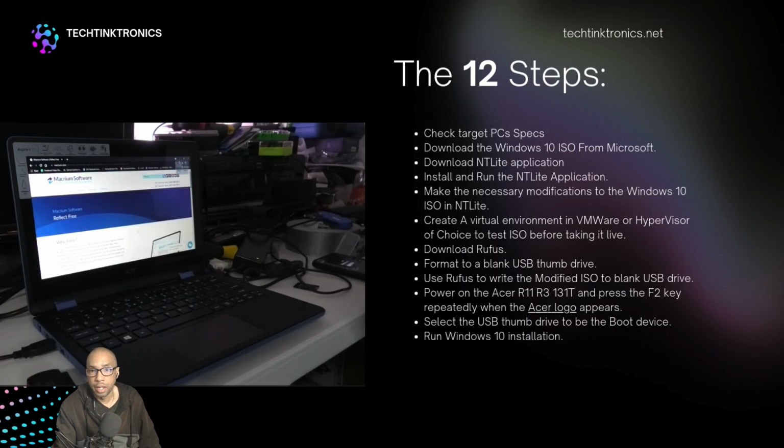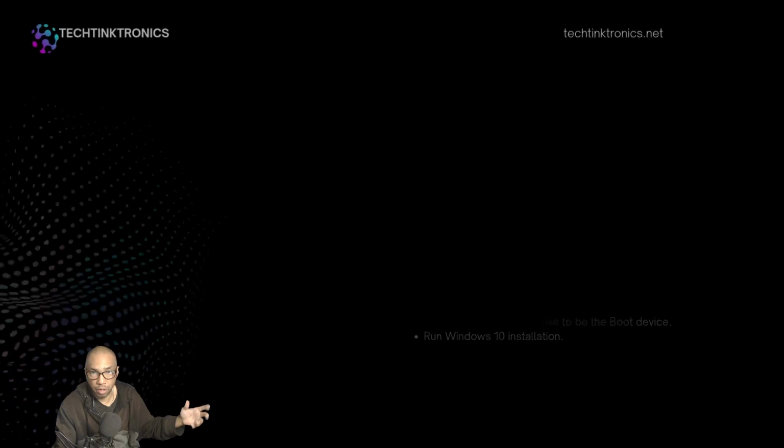But I do that as a way to clear the drive, see what's on it, and clear it, and have no complications when Rufus gets to it. Then we're going to power on the ACER R11 R3 131T and press the F2 key. It may be different for whatever you have. If you have a Dell or HP, it's going to be something else. Find out what it is. You have the internet to help you. We're going to press that key to get into the BIOS. The only purpose we want to go to the BIOS for is to select the USB thumb drive to be the first boot device. Then once we get everything together, we could run the Windows 10 installation from there. So that's the 12 steps.